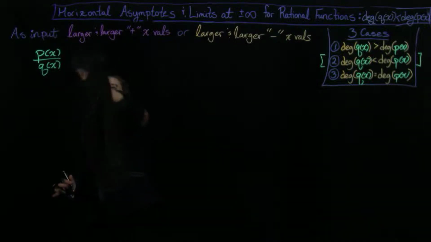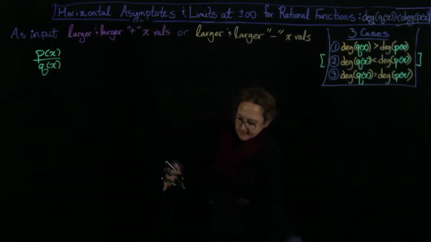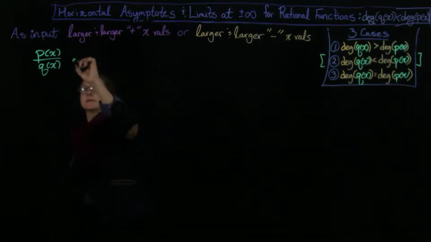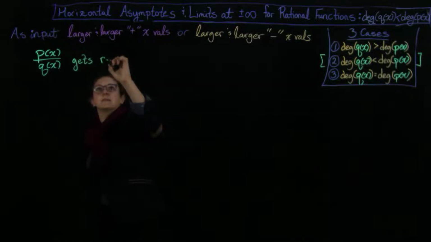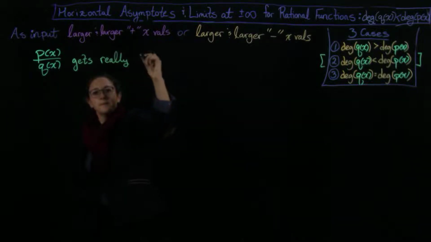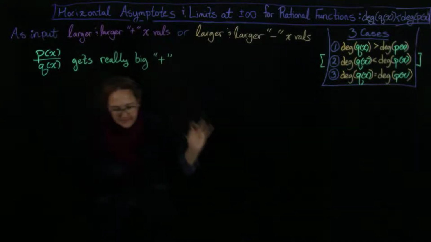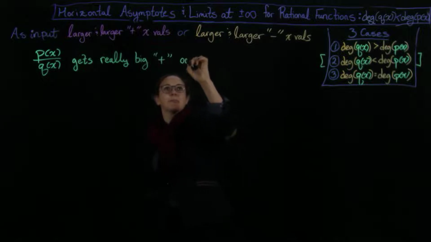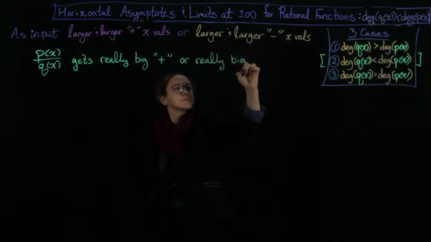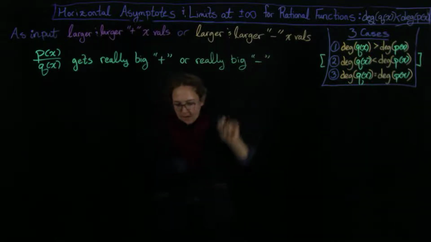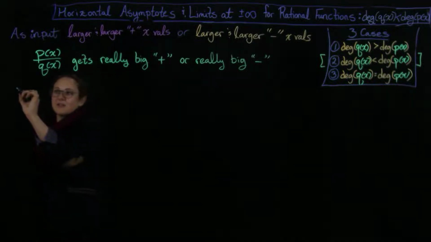Because these are outputs, I think it helps to do this in green. So this gets really big positive or really big negative. Okay, so i.e., what am I talking about there? What am I saying in what I wrote there?